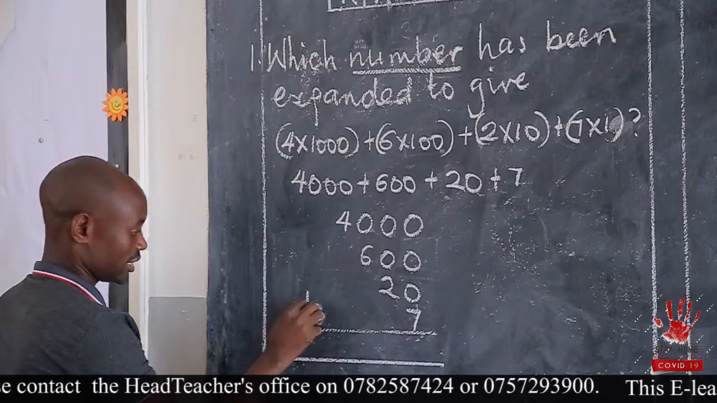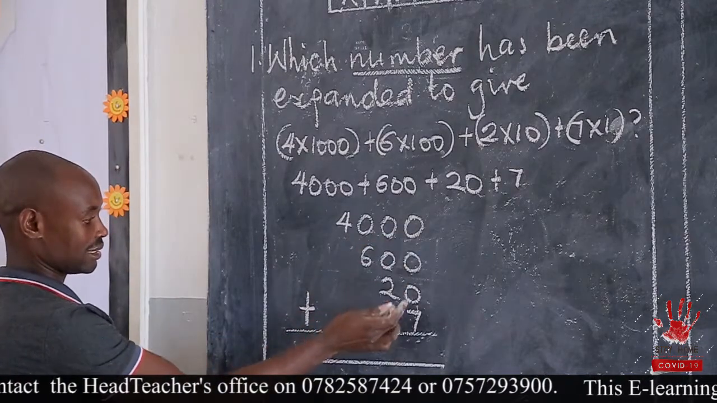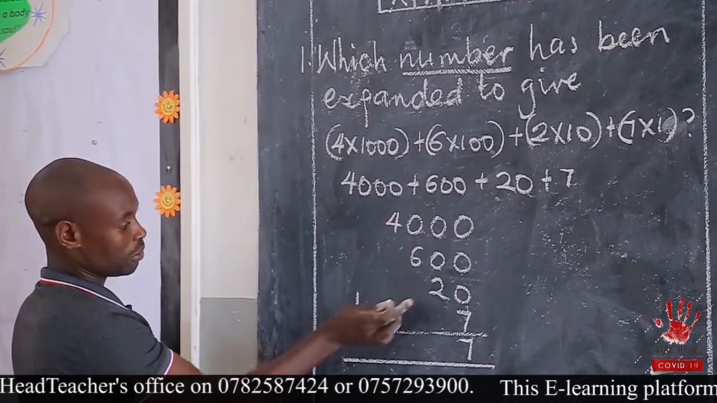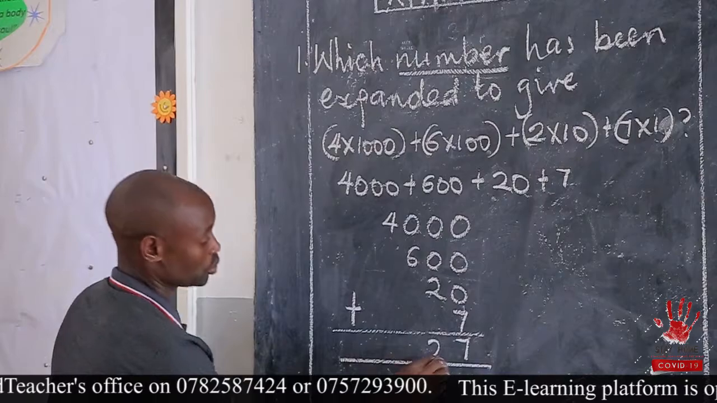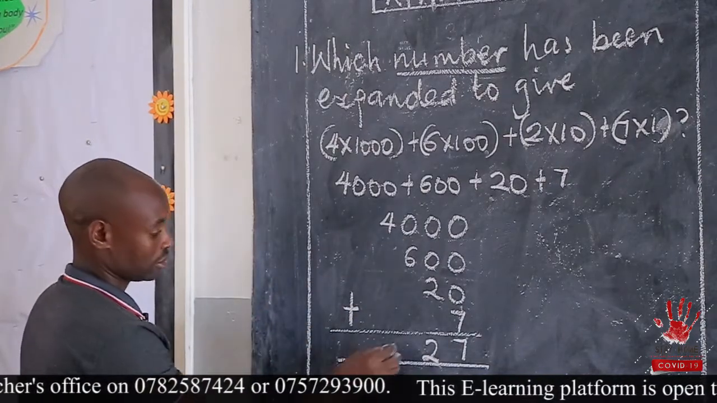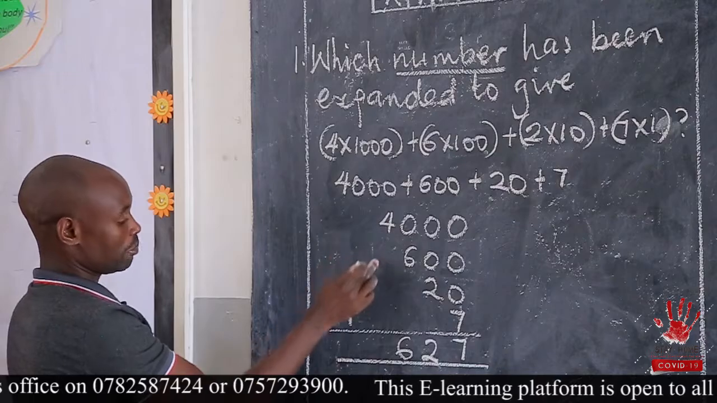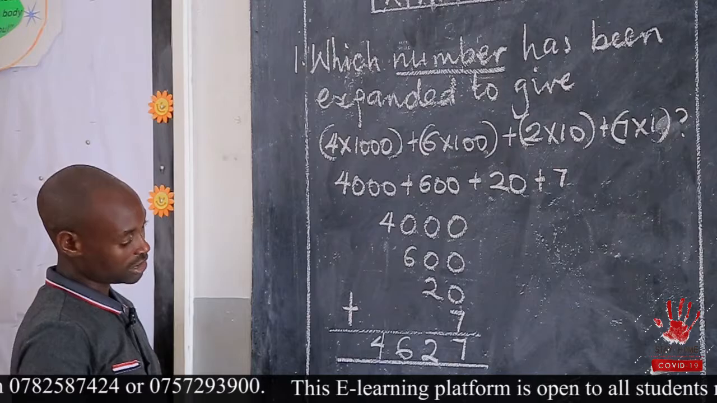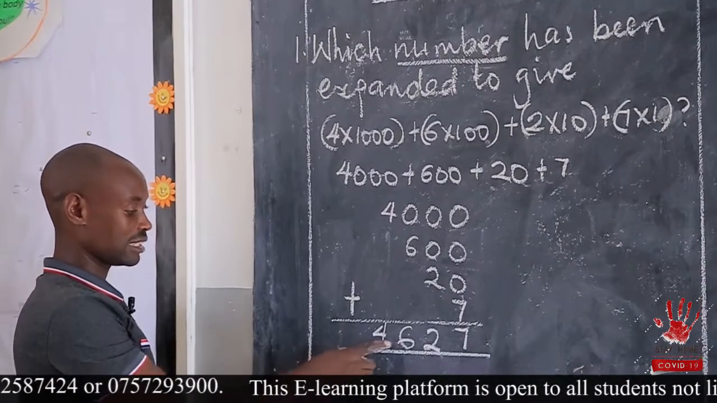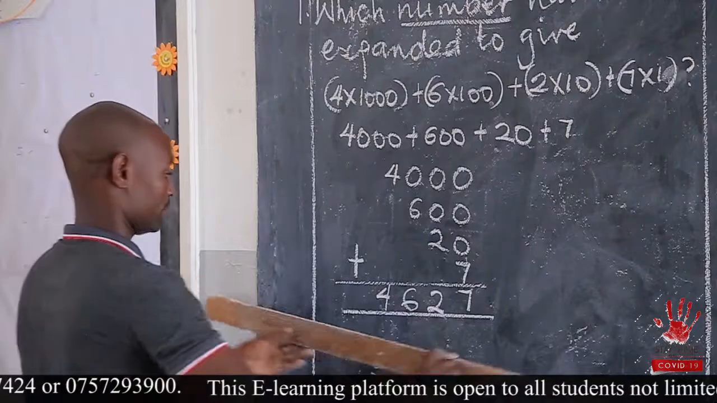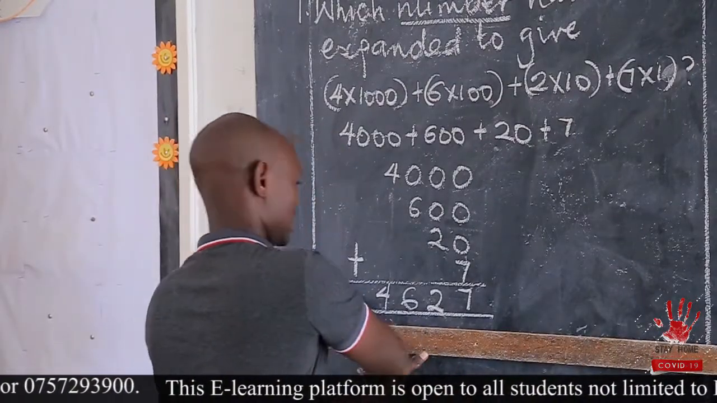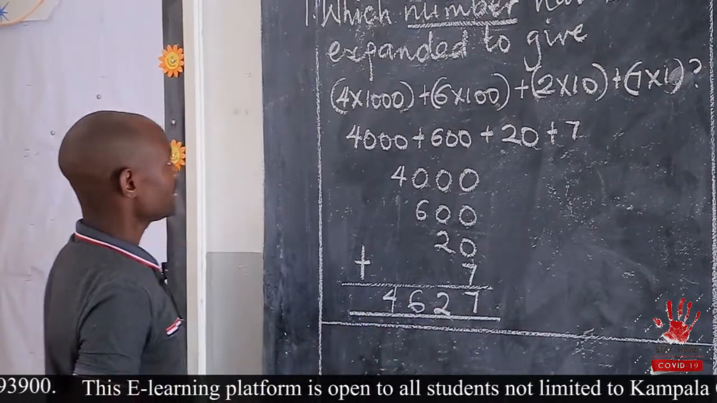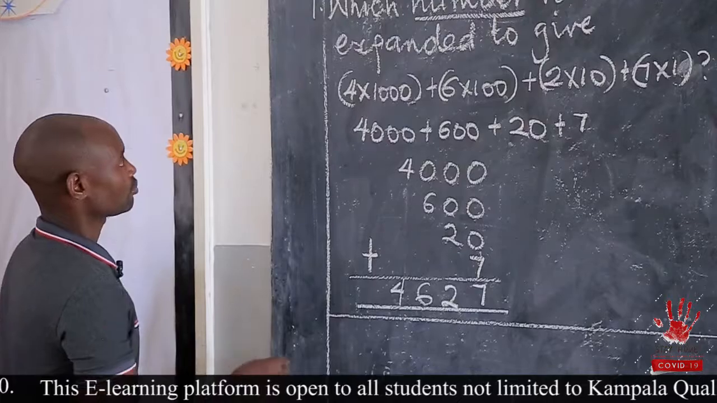So we are adding 0 plus 0 plus 0 plus 7. What do we get? We get a 7. 0 plus 0 plus 2, we get 2. 0 plus 6, we are getting 6. 4 plus nothing, we are getting a 4. Therefore, the number which has been expanded is 4,627. Let's have a look at another example.